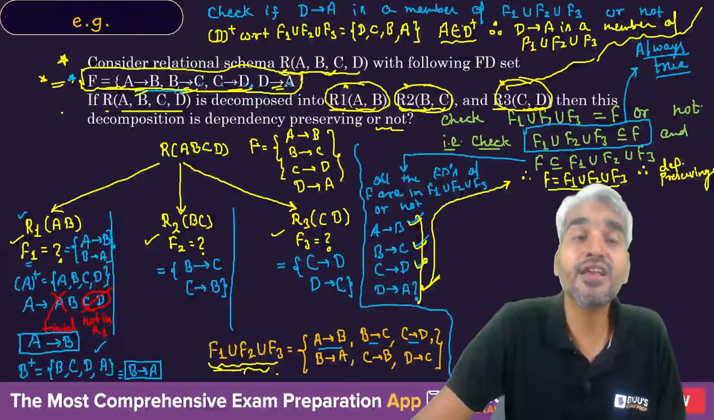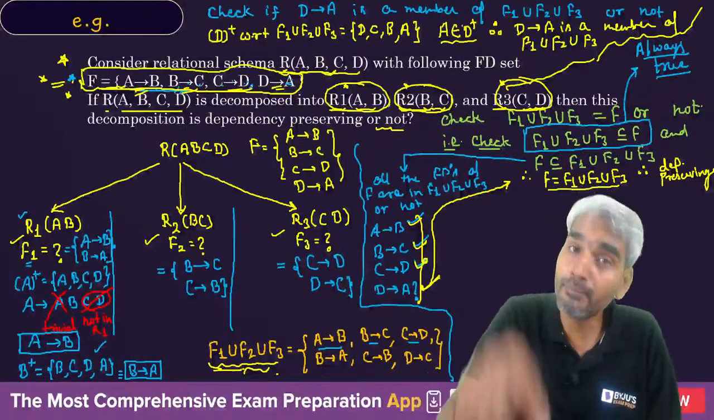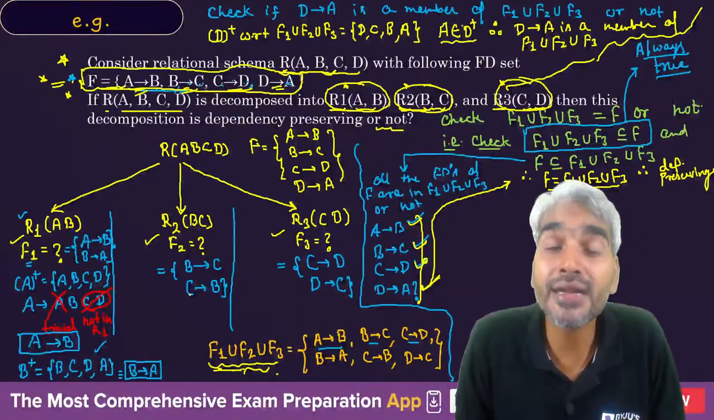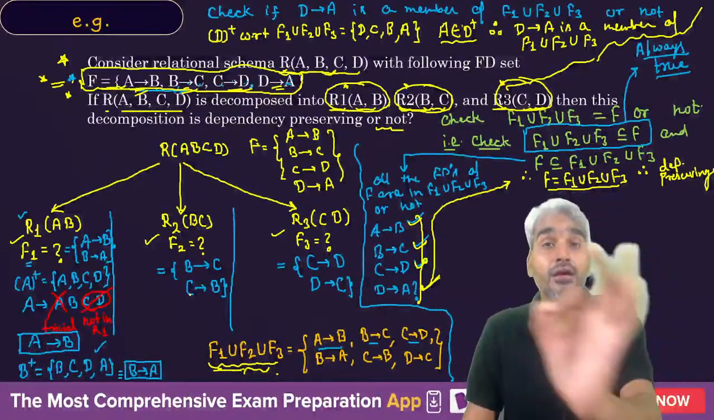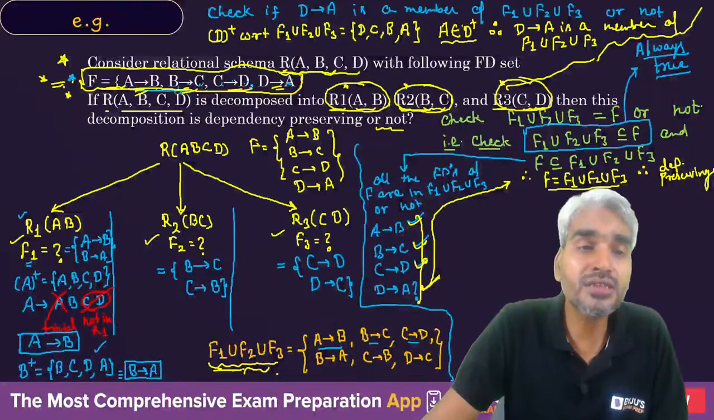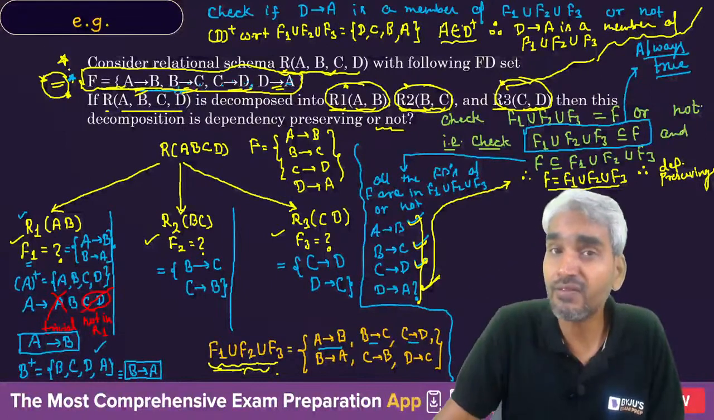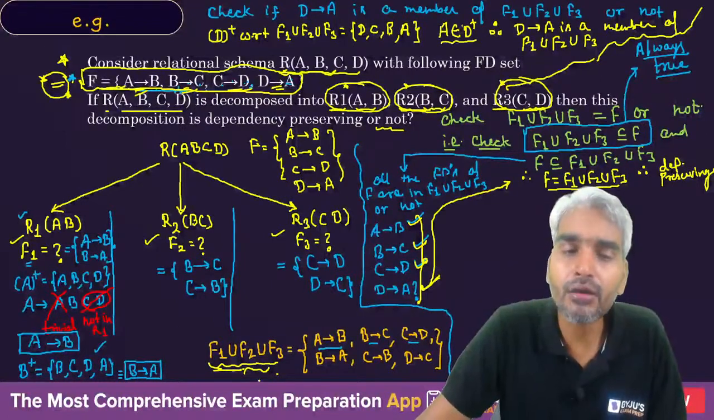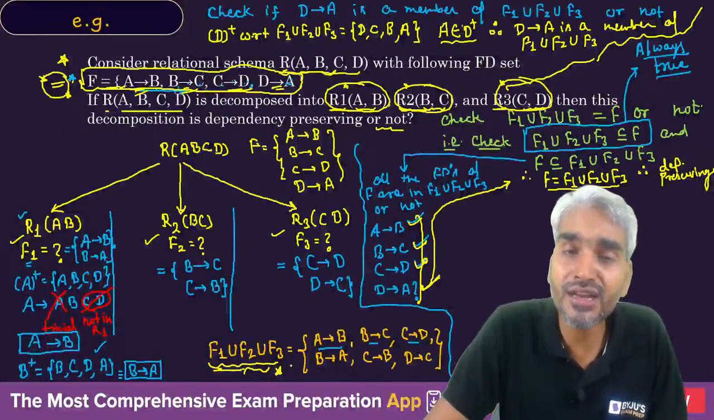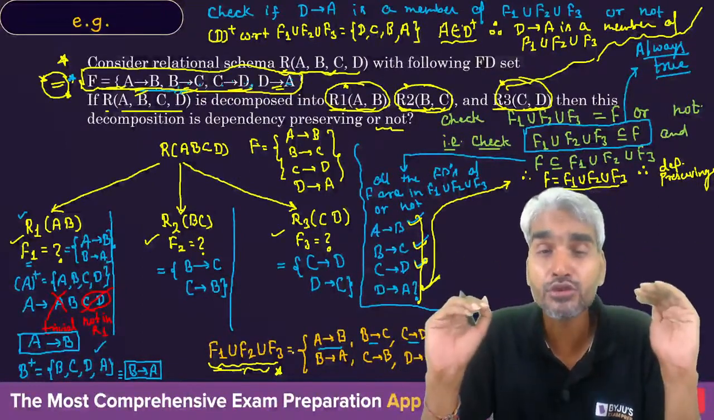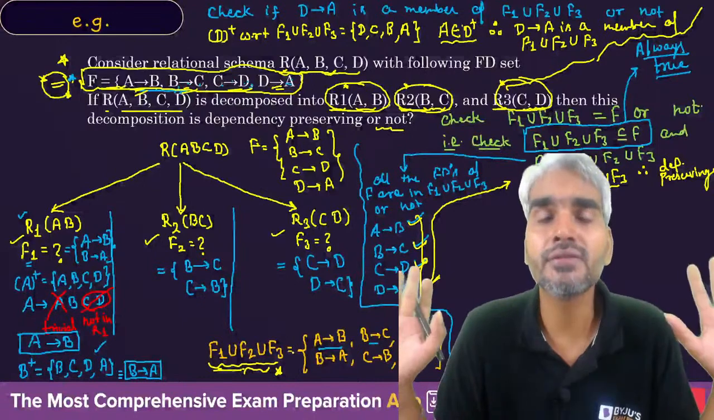So if all the FDs of original FD set F are members of that union, then we say that the decomposition is dependency preserving. If any of the FDs of the original FD set F is not a member of F1 union F2 union F3 or the union, then you can say that the decomposition is not a dependency preserving decomposition.